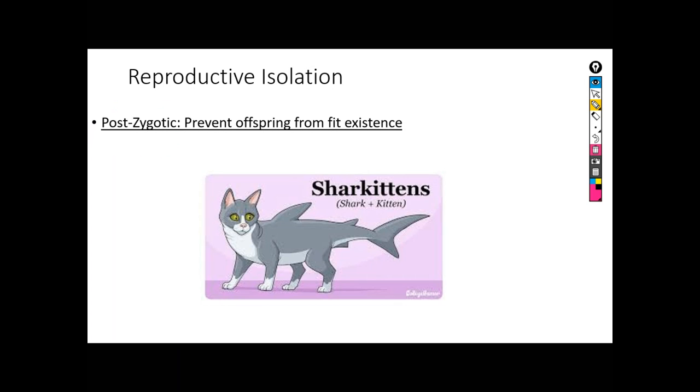Okay, so let's look at these post-zygotics. Remember, like our shark kitten sort of implies to us, we have created some kind of zygote, some kind of cellular mass of sperm and egg.